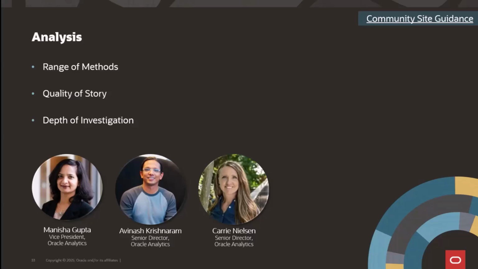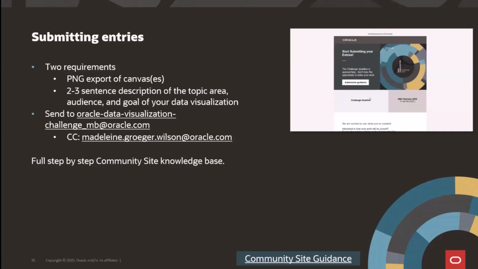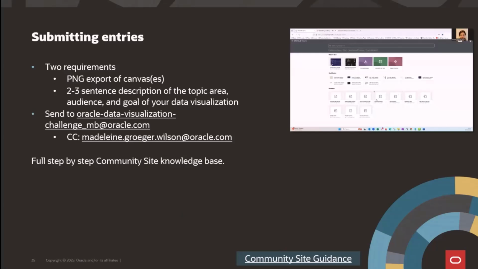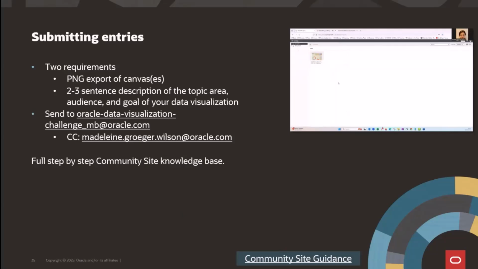All of those things will depend on your specific visualization and its goal, which is why the two things we'll be asking for when you come to submit your entries will be not just a PNG export of the image of the canvas, but also a short two to three sentence description of the topic, your intended audience, and your goal for the data visualization. This will help our judges look to the context of your visualization as they are trying to judge you. Those just need to be sent to the data visualization mailbox, copying me, and you can find a full step-by-step and recorded video as we go along.